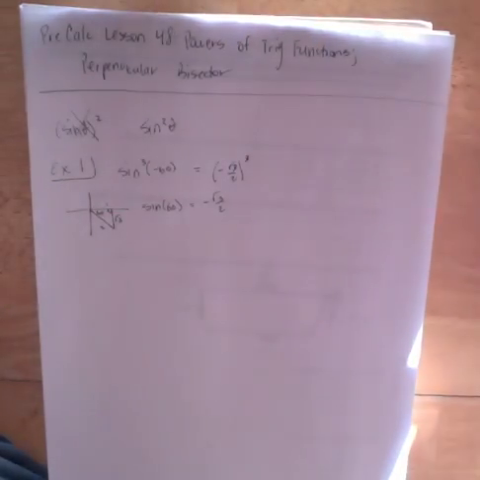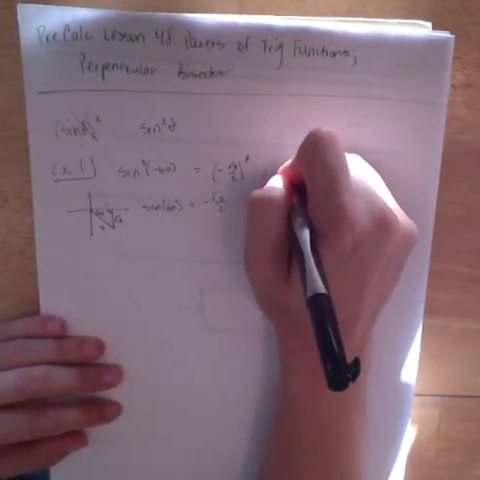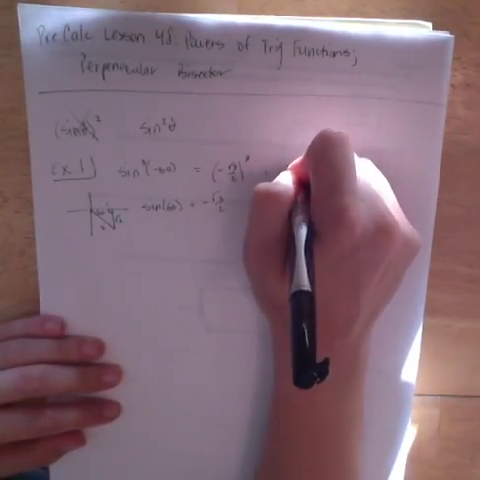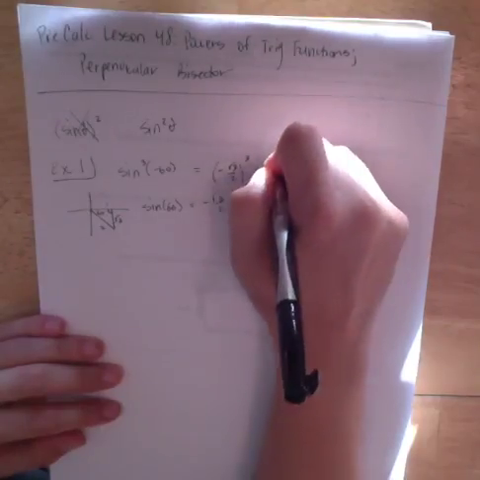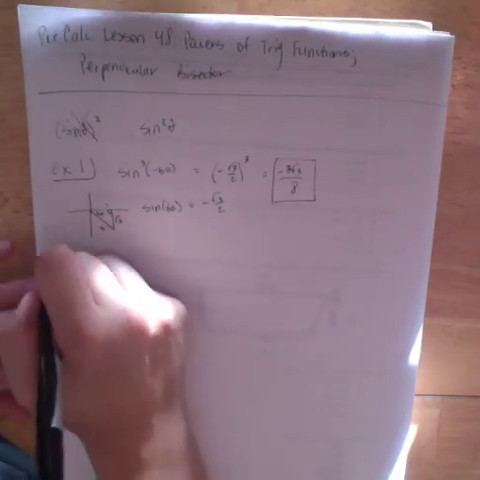So what we have here is negative root 3 over 2 cubed. And then you just cube it like you normally would. So when we do this, we get negative 3 root 3 over 8. It's as simple as that. Let's do a couple more.